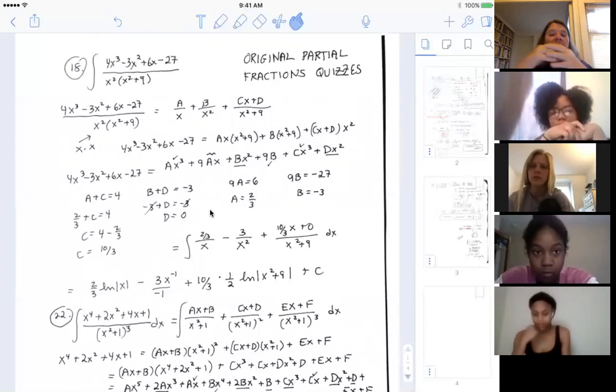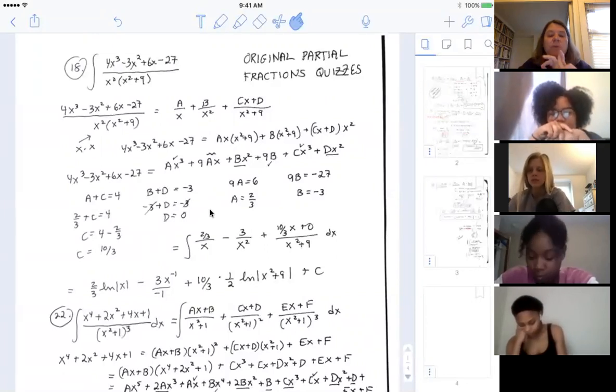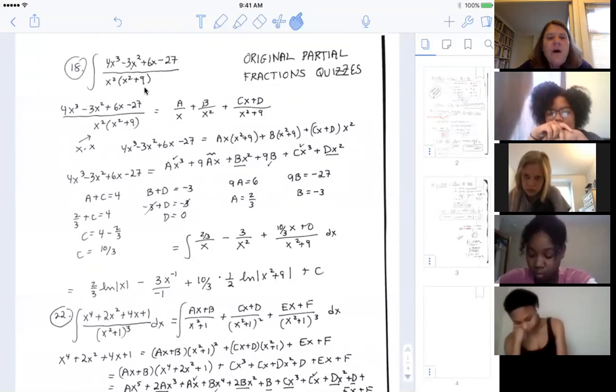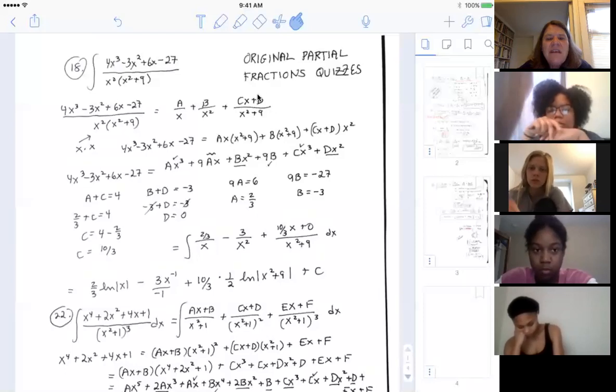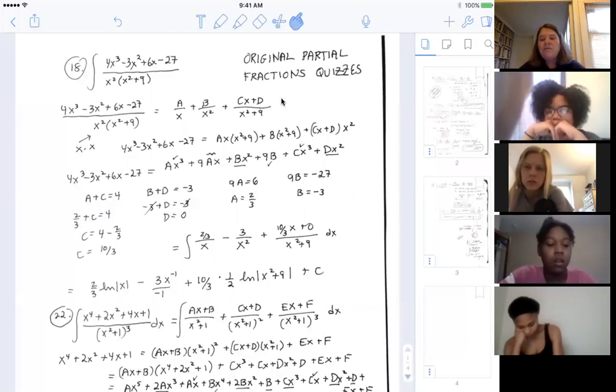So in 18, it factored into x squared and x squared plus 9. That means this is repeated linear because it's x times x. It'll be A over x plus B over x squared. This is an irreducible quadratic, so it'll look like Cx plus D over x squared plus 9. Okay, did you have it set up right? Alexis, you said you had a problem with it. Did you have it set up right?